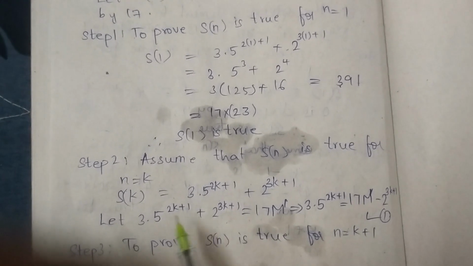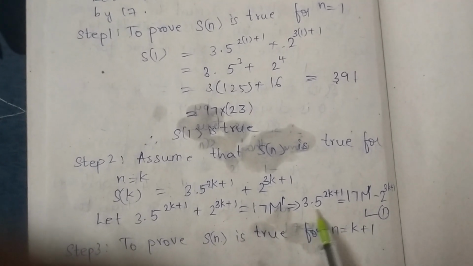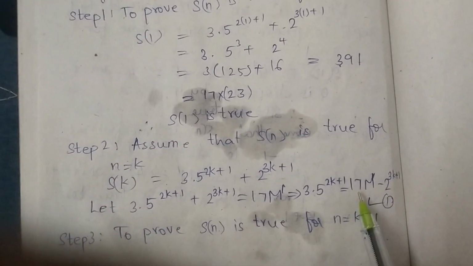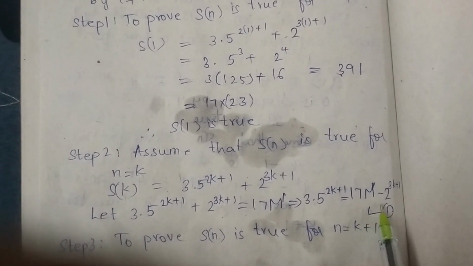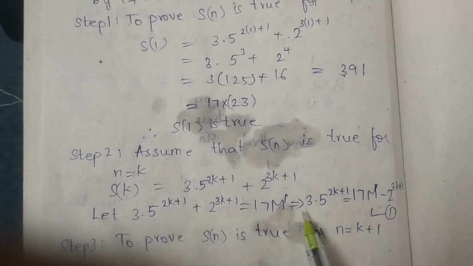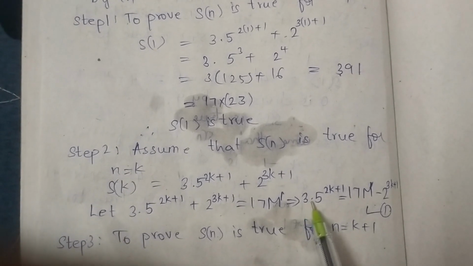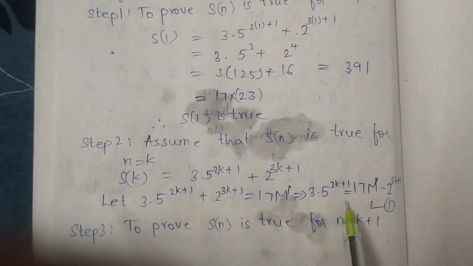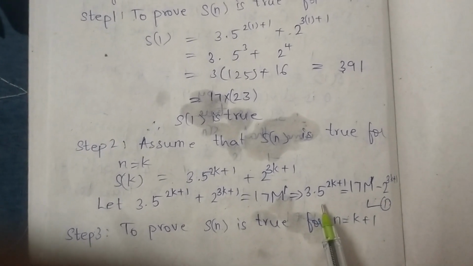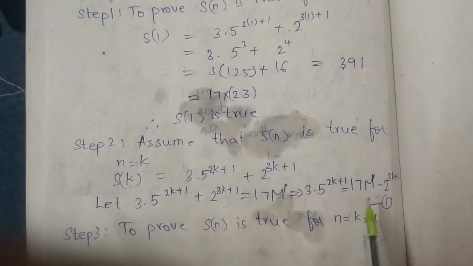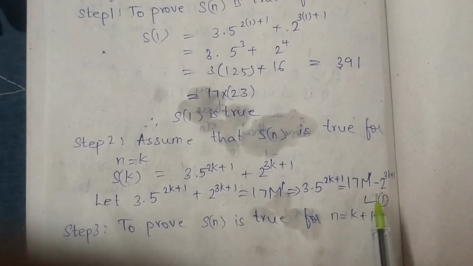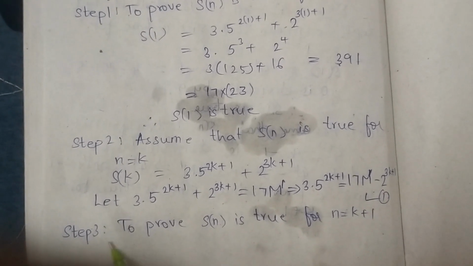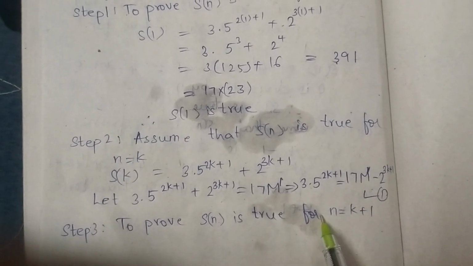Now we want only this particular number, that is 3 into 5 power 2k plus 1, which is equal to 17 into m dash minus 2 into 3 power k plus 1. So we are getting the value of 3 into 5 power 2k plus 1. The only purpose of getting this value is we can use it in further substitution, so that we can write in terms of 17 into a product of something when we are checking it for n equals k plus 1. So in step 3 we have to prove that S(n) is true for n equals k plus 1.